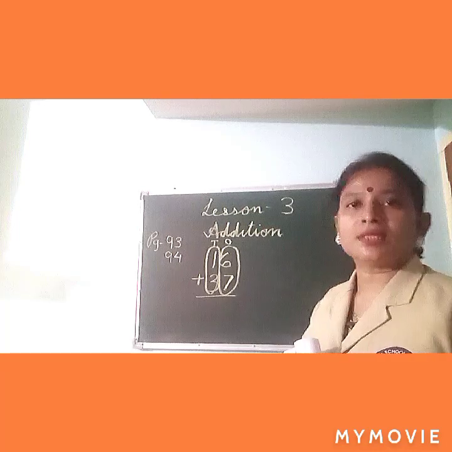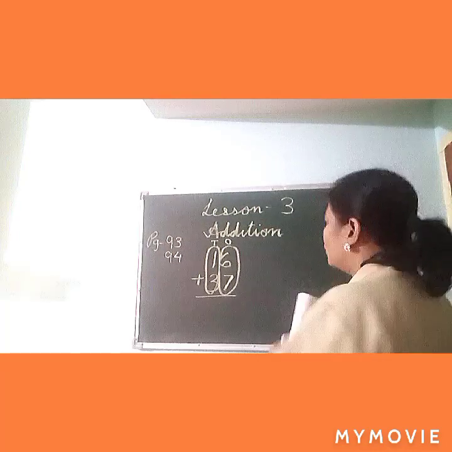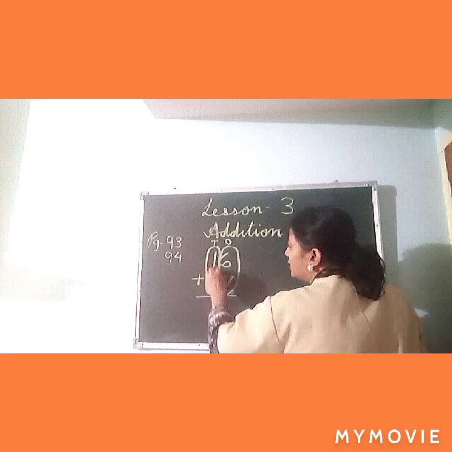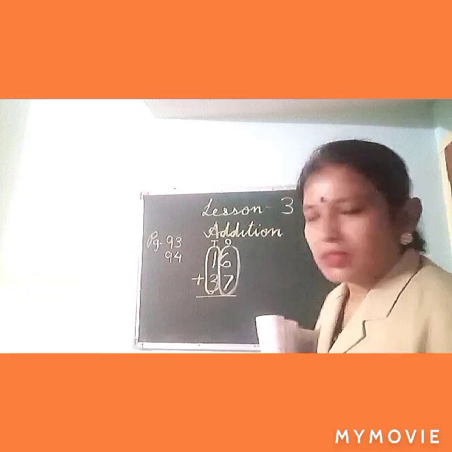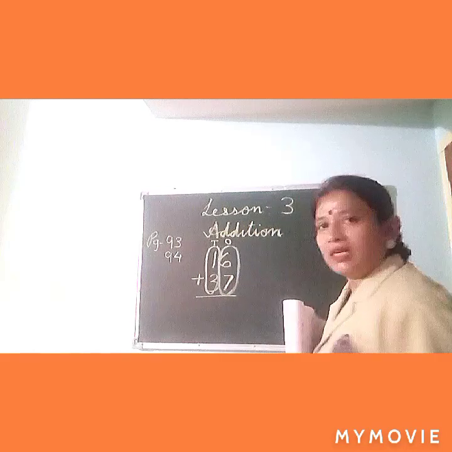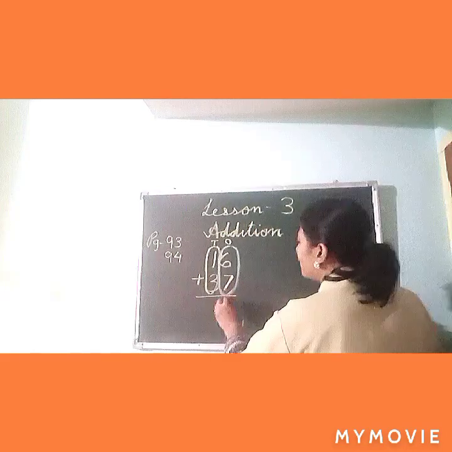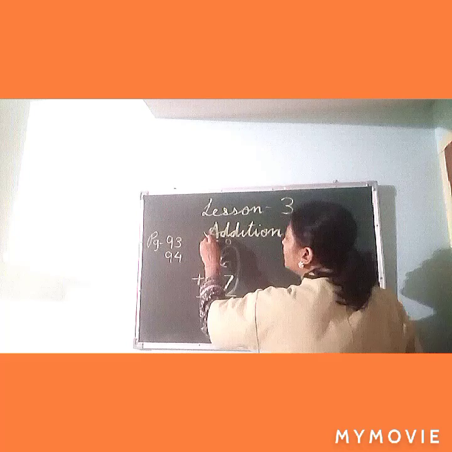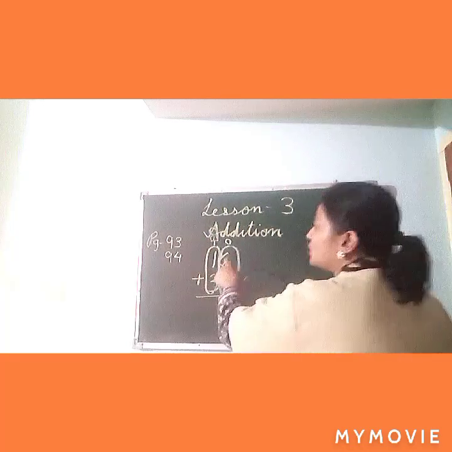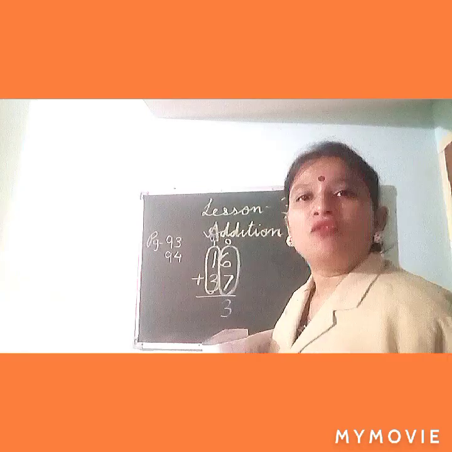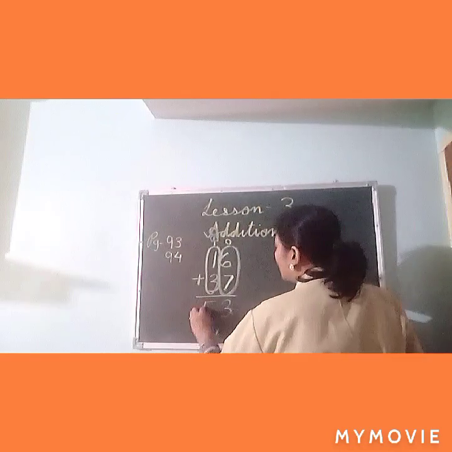16 plus 37 is given. You have to add those digits which are in ones first. 6 and 7 is 13. So you will write 3 here and 1 will be carry forward. Then 3 plus 1 will be 5. So you will write 53.